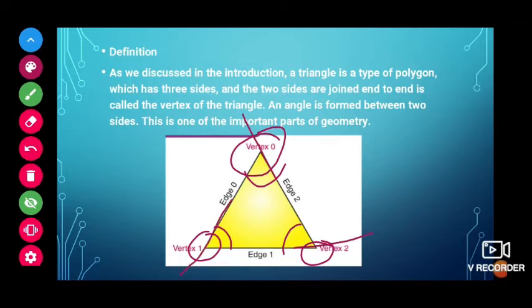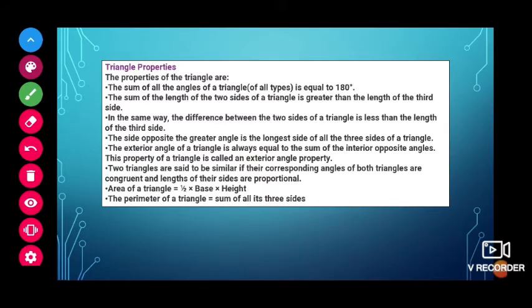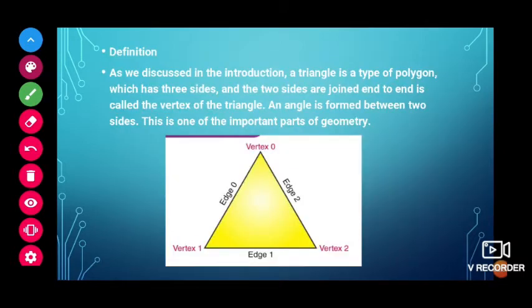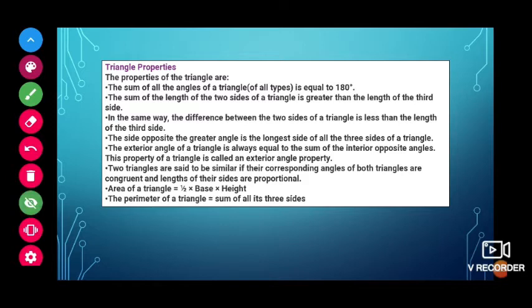If we extend each and every side, it will form one external angle. Okay children, these are the main parts. And now let us see some properties of a triangle. Here, if we take any triangle, this is a well-known property, you learned it last year also: the sum of all interior angles will be 180 degrees. The sum of all interior angles will be 180 degrees.